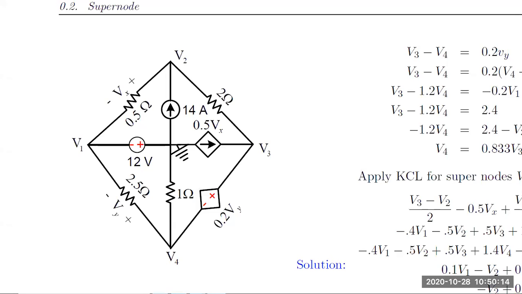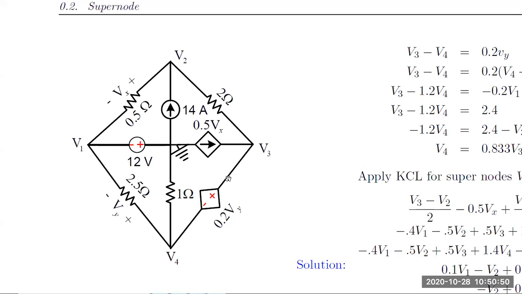Total number of nodes in this network: how many? Five nodes. Correct answer, 5 nodes: 1, 2, 3, 4, 5. There are a total of 5 nodes. So with respect to the reference node, I have to write the equation.